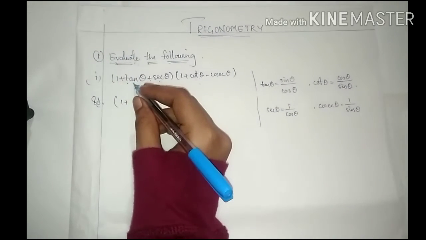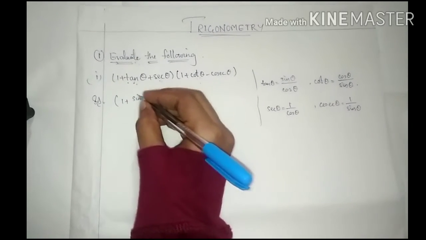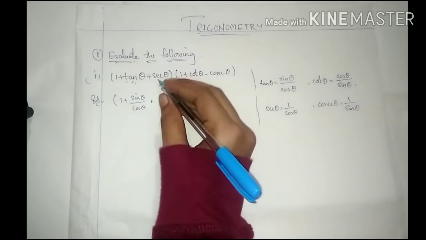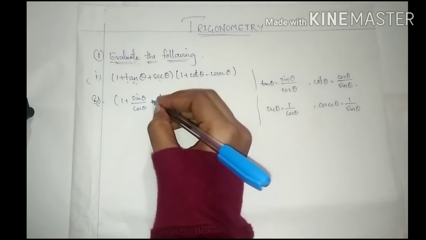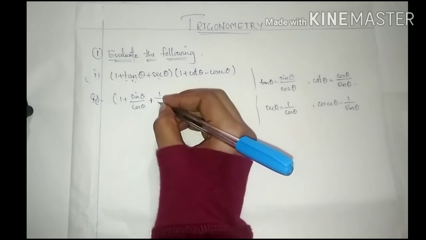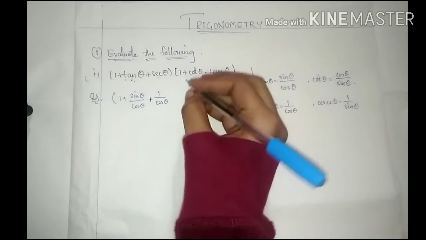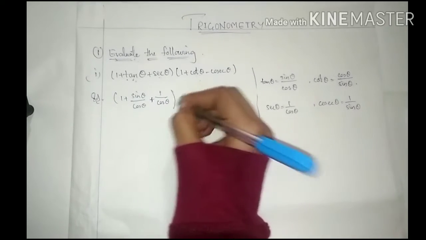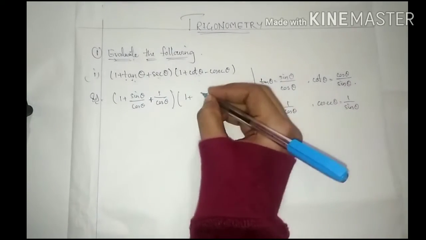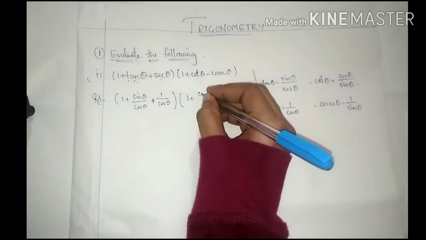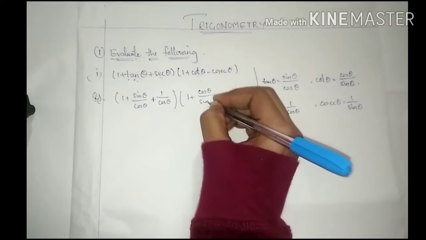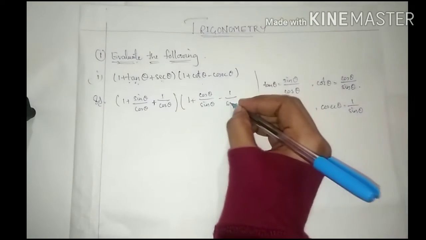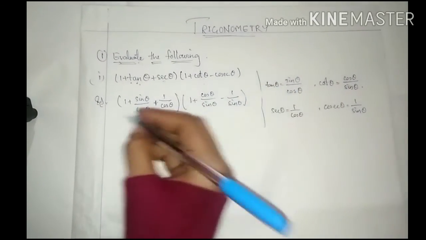In place of tan theta we have to write sin theta by cos theta plus secant theta. In place of secant theta we can write 1 by cos theta. Then 1 plus cot theta. In place of cot theta we can write cos theta by sin theta. Then cosecant theta, in place of cosecant theta, 1 by sin theta.